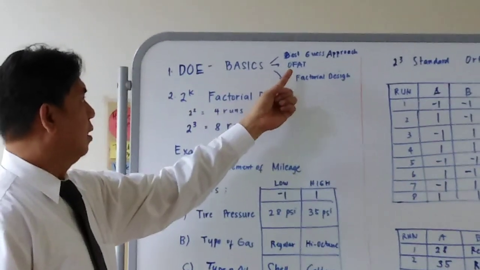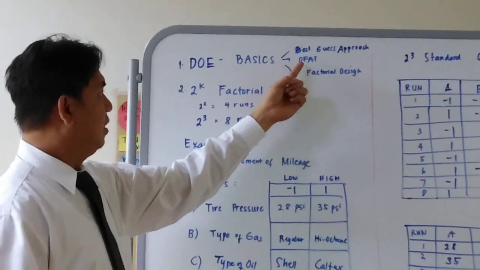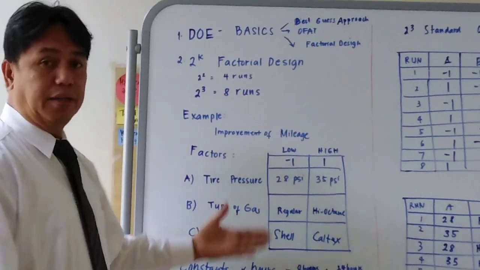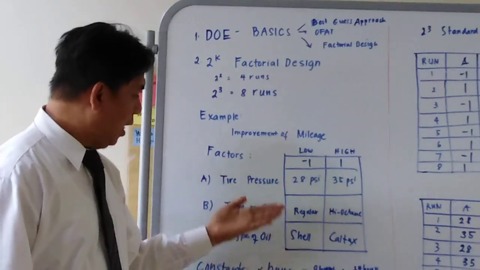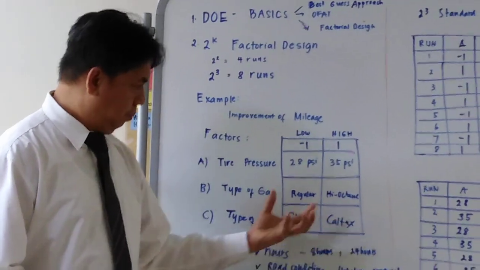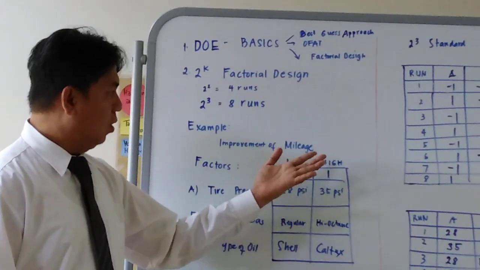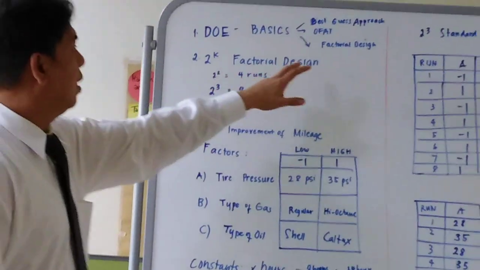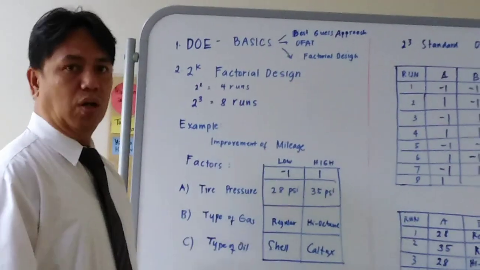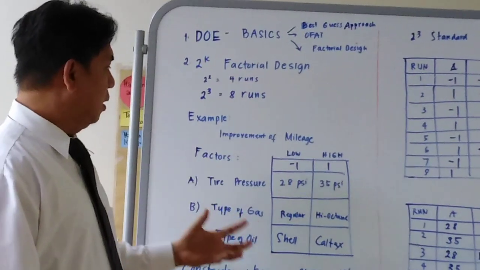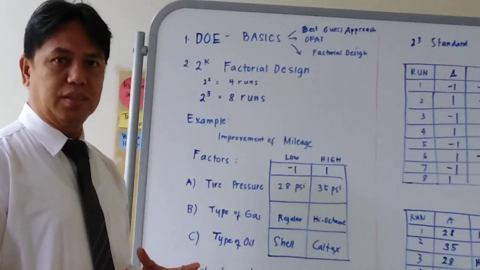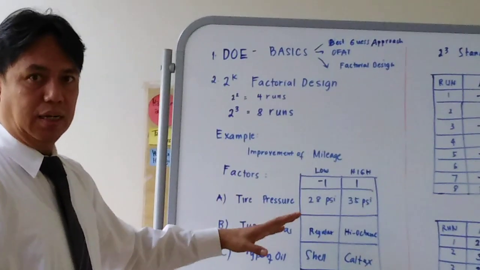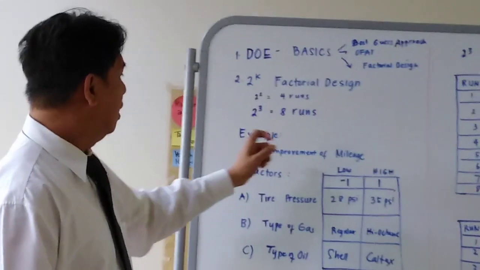But the disadvantage of this is it doesn't consider the interactions between factors, because for sure the other factors also have some effect on the mileage or on the output. So we go to the third one, which is factorial design. It is called factorial because we are studying the different factors, their levels or settings, and their effects on the output.